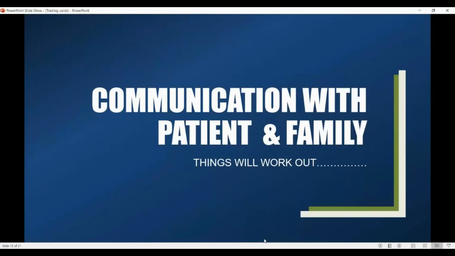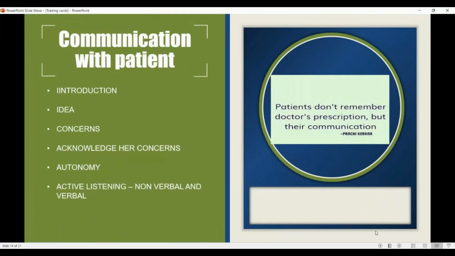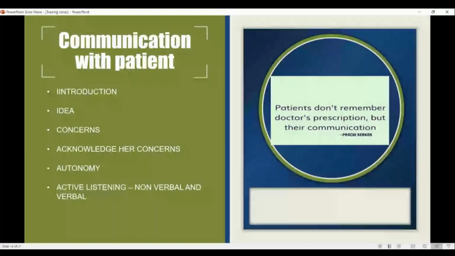Now, communication with patient and family. This is one of my favorite domains, and a very easy domain to handle. Especially whoever likes to talk more would love this domain. Why? Because you just have to interact nicely. Just listen to them, be patient, speak less.